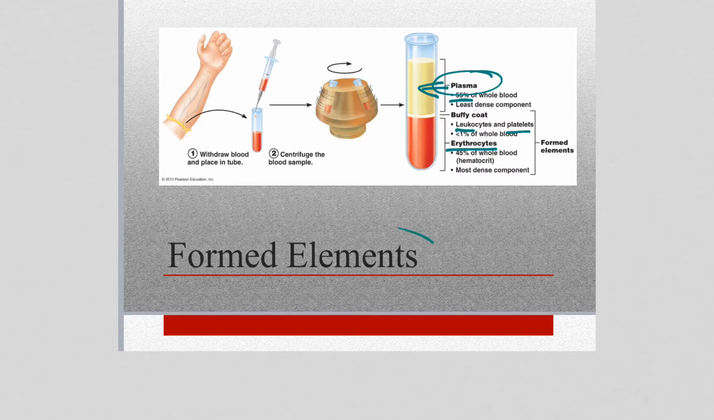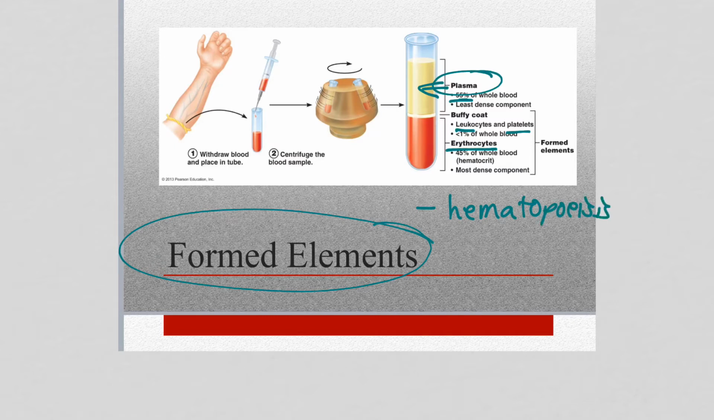So all of the formed elements are formed through the process of hematopoiesis, and that just means blood cell formation, and that occurs in the red bone marrow. So you think about where you have red bone marrow. Wherever you have spongy bone is where you're going to find red bone marrow.